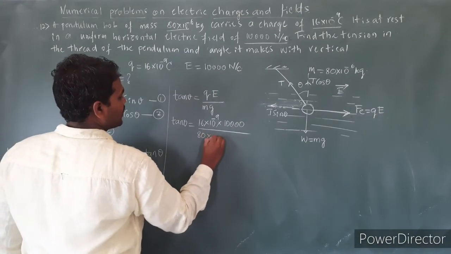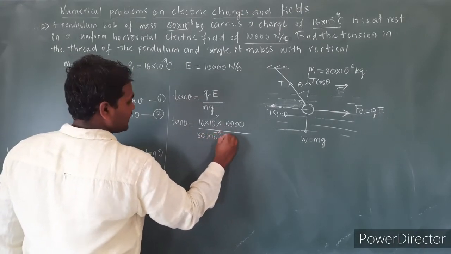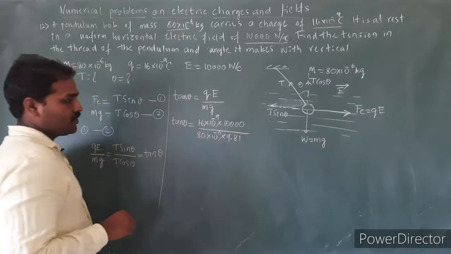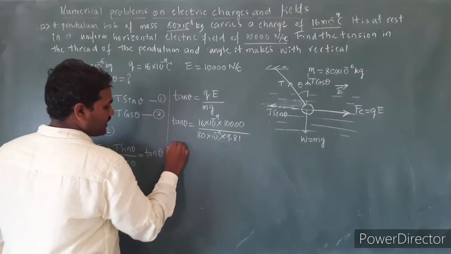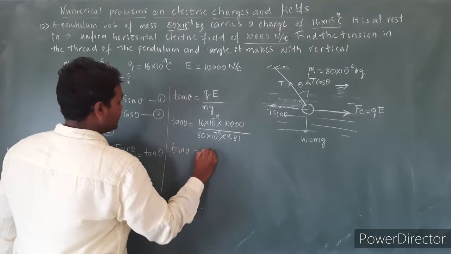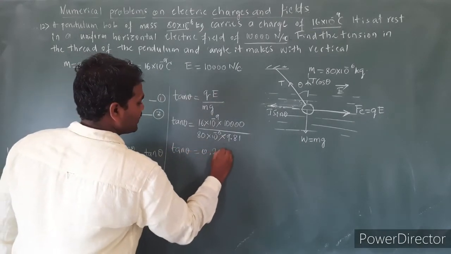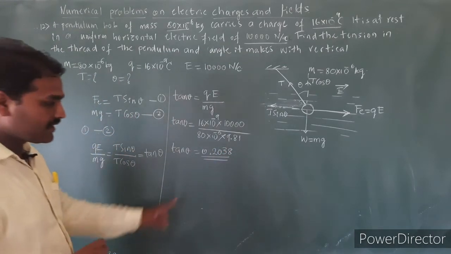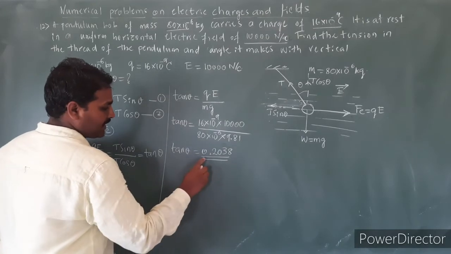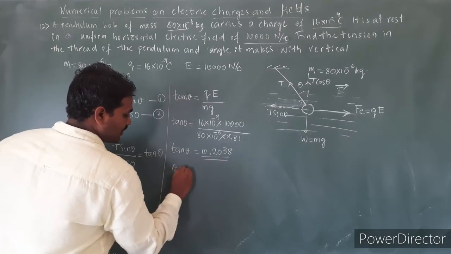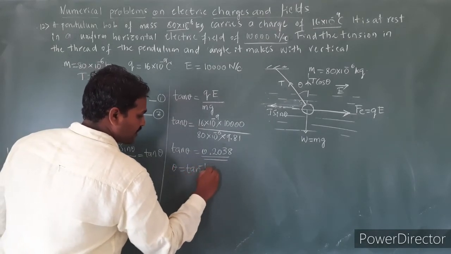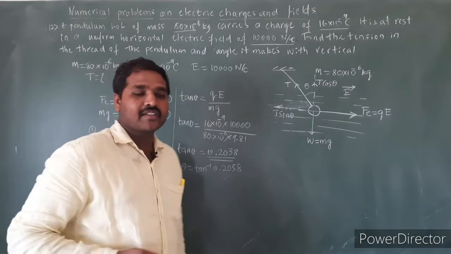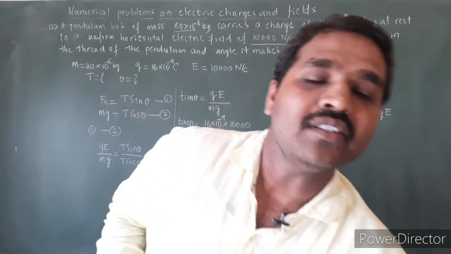That is 80 into 10 to the power of minus 6 into g, I will take it as 9.81. If we solve this, we will get tan theta is equal to 0.2038. So this is the value of tan theta. Using the log table, I can get the value of theta. Theta must be equal to tan inverse of 0.2038.